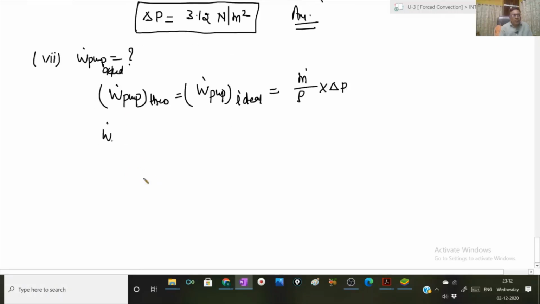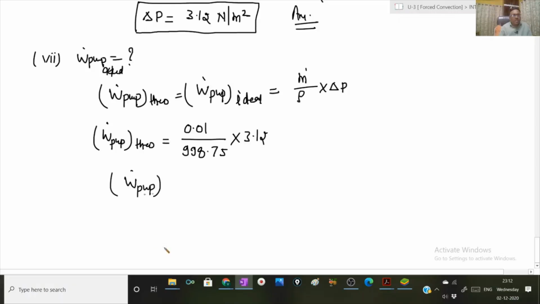So W pump, theoretical or ideal. The mass flow rate value is given as 0.01 kg per second. Density is 998.75 and the pressure drop we have just calculated is 3.12. So from here the ideal or theoretical pump work required is 3.12 into 10 to the power minus 5 watt.